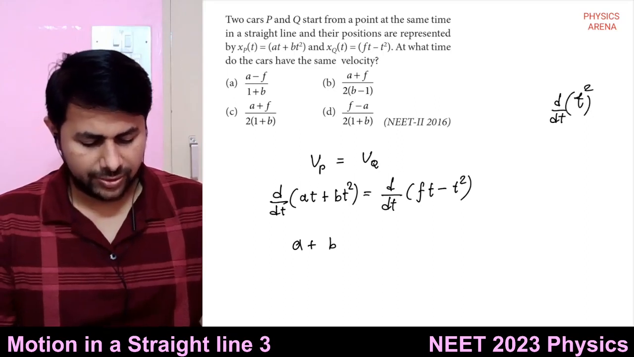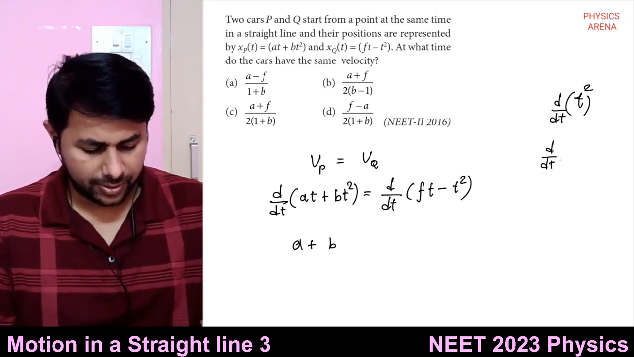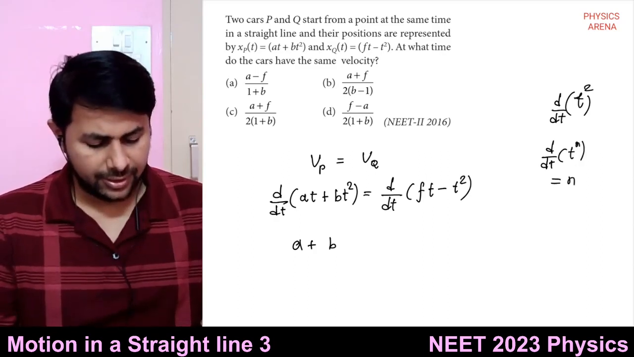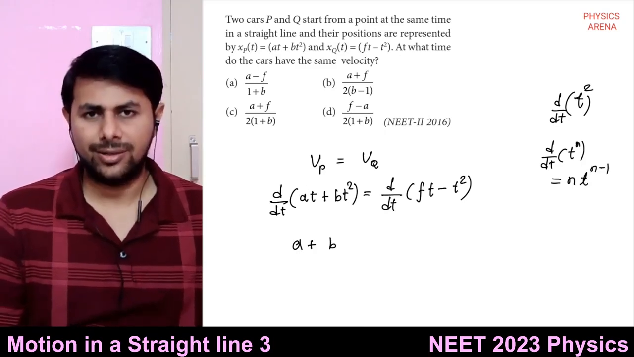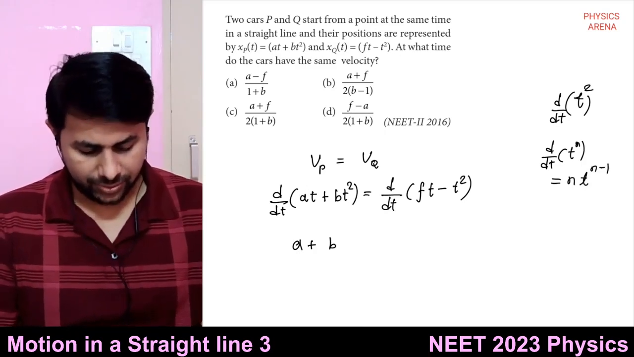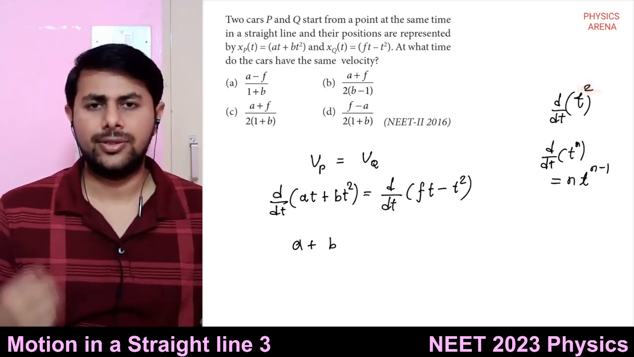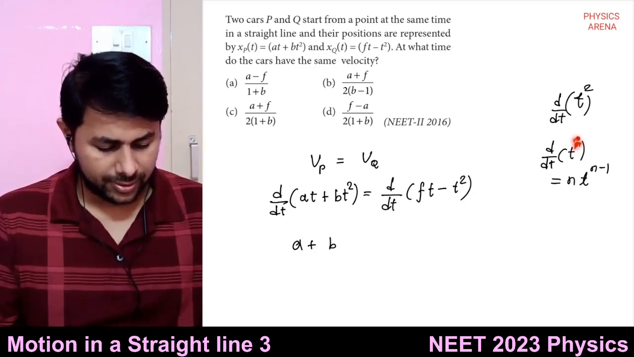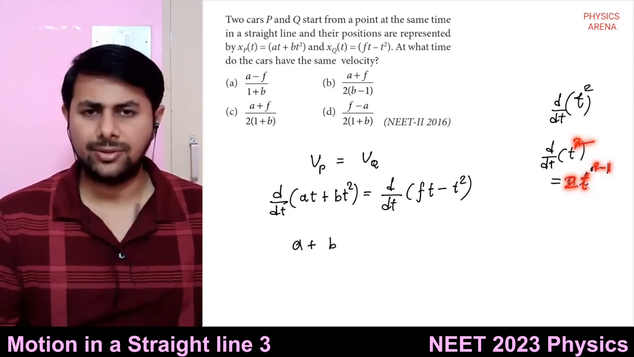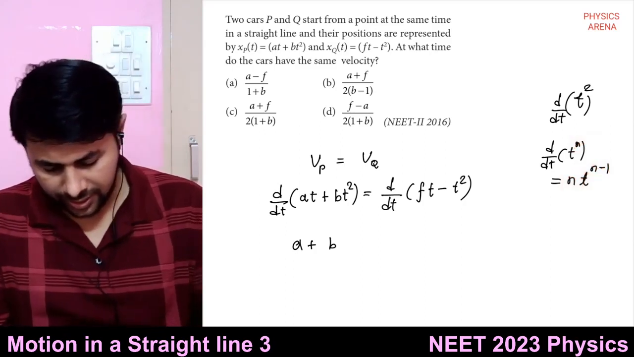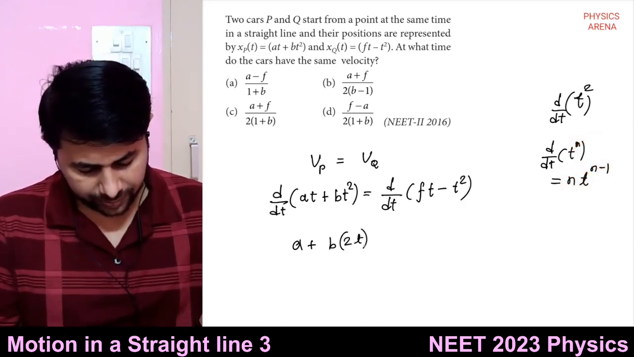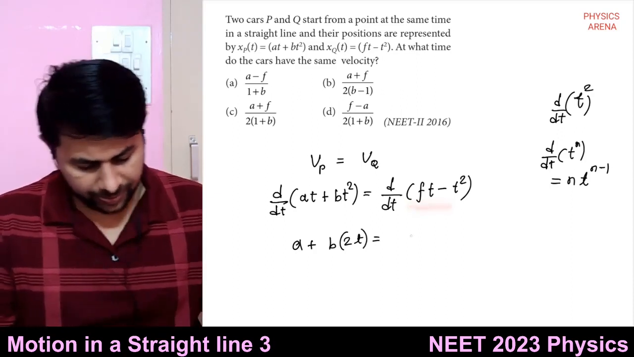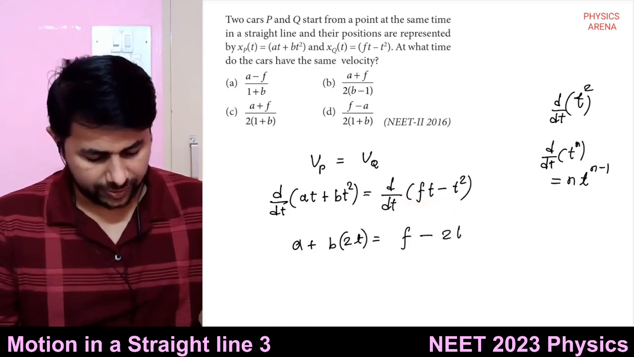What's that? We have this rule: the derivative of t raised to n with respect to t is n t raised to n minus 1. Here n is equal to 2, right? So the derivative will be 2 times t raised to 2 minus 1. 2 minus 1 is 1, so that is t. So 2t, and similarly on the right hand side, it is f minus 2t.